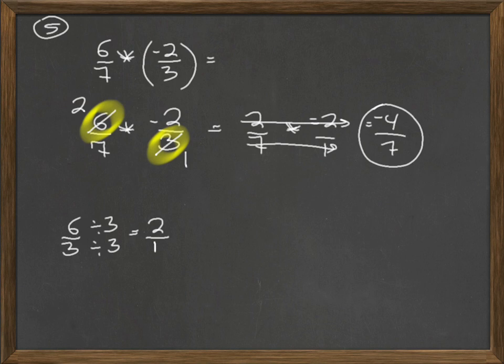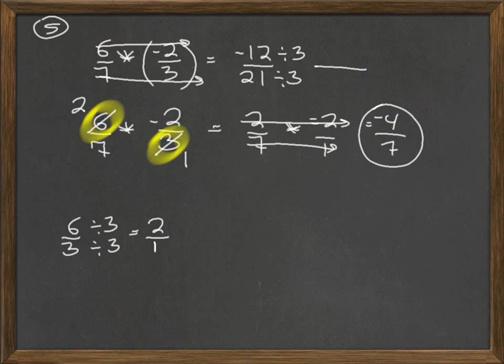Let's see if I could have gotten the same answer by multiplying and then reducing. So 6 times negative 2 is negative 12. 7 times 3 is 21. So I can see that negative 12 over 21 is not the same as negative 4/7. And that's simply because once I get to negative 12 over 21, I need to reduce. Both of these values are divisible by 3. So negative 12 divided by 3 is negative 4. 21 divided by 3 is 7. So if I multiply first, that's fine. I just have to make sure I reduce. And when I do, then I get the same answer as reducing first.